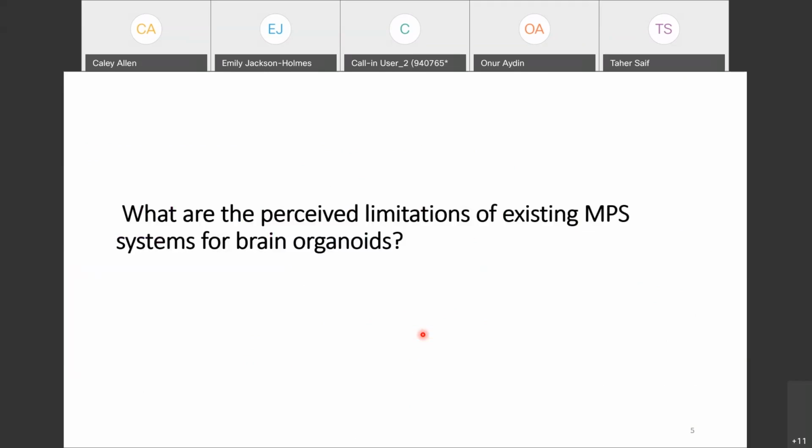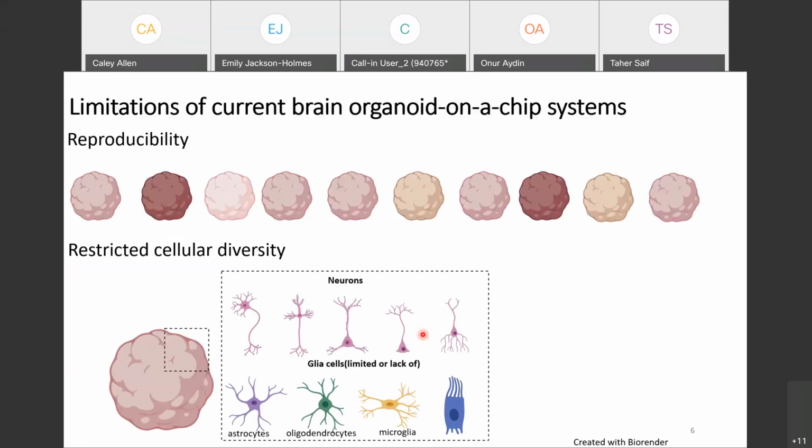From my perspective, I think the limitations of this system lie in the starting material. It's a consequence of what you're putting into them that gives your final product. So I'm going to be talking about two limitations of brain organoids that are used for these microfluidic platforms, and those two limitations are reproducibility and restricted cellular diversity.